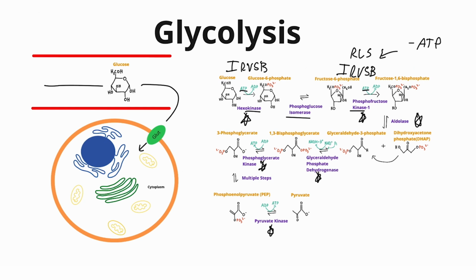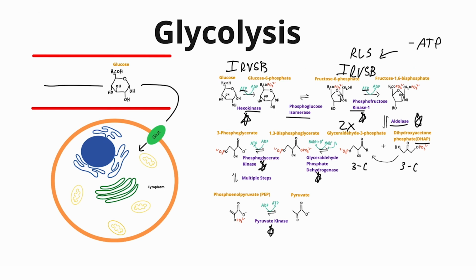After this, we have aldolase that breaks that 6-carbon molecule into 2 3-carbon molecules. And the molecule on the right, DHAP, turns into another molecule of glyceraldehyde 3-phosphate. So we end up with 2 molecules of glyceraldehyde 3-phosphate. And that's really important because every step from this point forward is happening to 2 molecules.